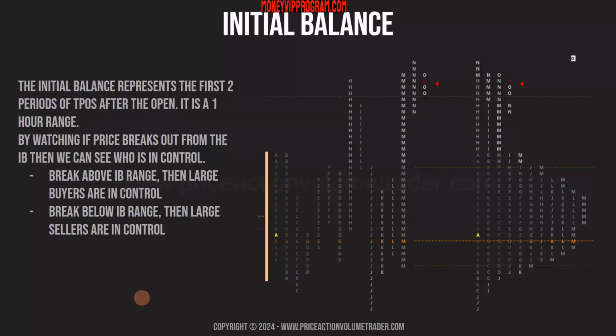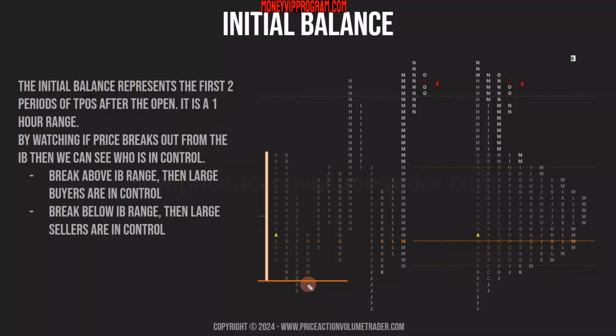By watching if price breaks out from the initial balance, we can see who is in control. If we break above the initial balance range, large buyers are in control. If we break below the initial balance range, large sellers are in control. Now, it doesn't mean that just because we do break above or below, it's guaranteed to be a trend day, because there's a lot, like you can see right here.